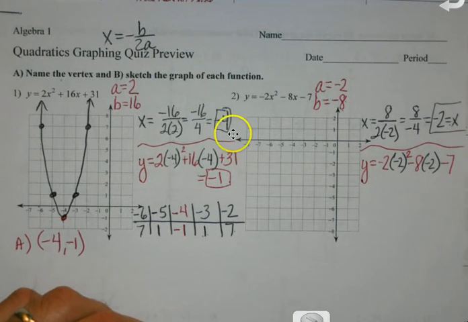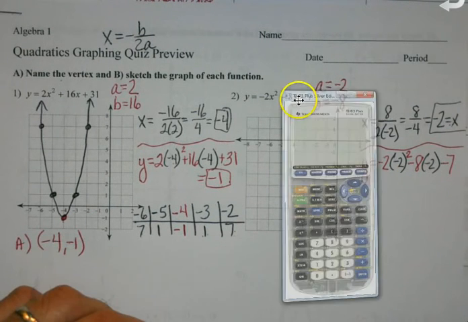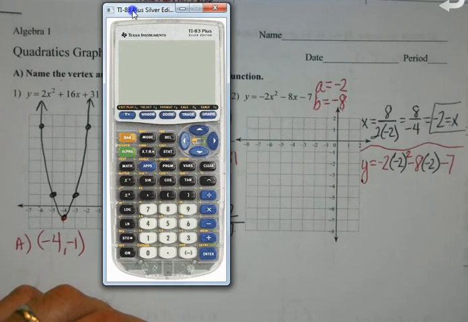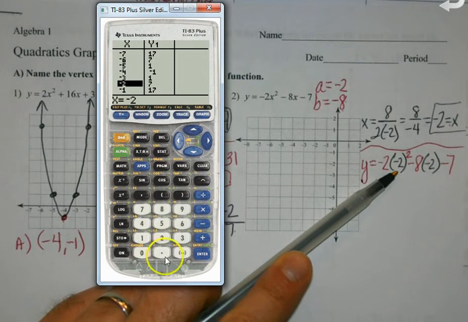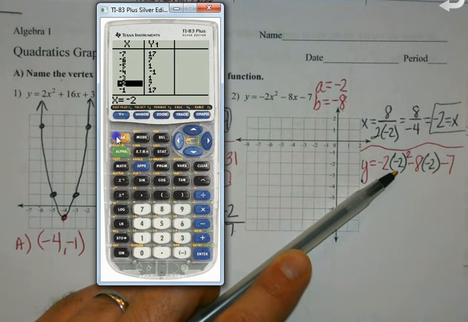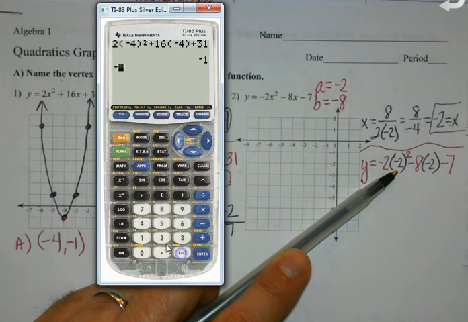And again, if I want, and I choose to this time, let me move my calculator out of the way here. I'm going to go ahead and type this in. Oops, once I get out of my table mode.